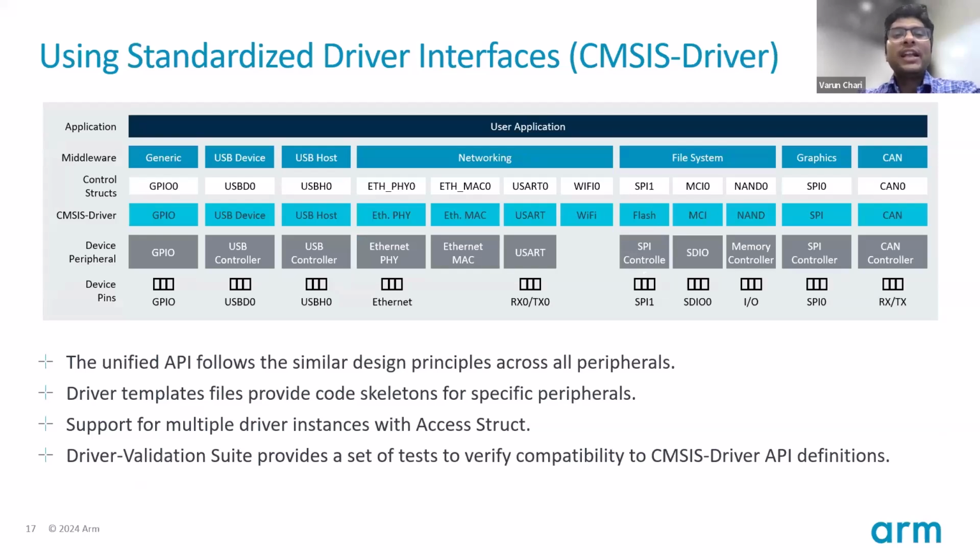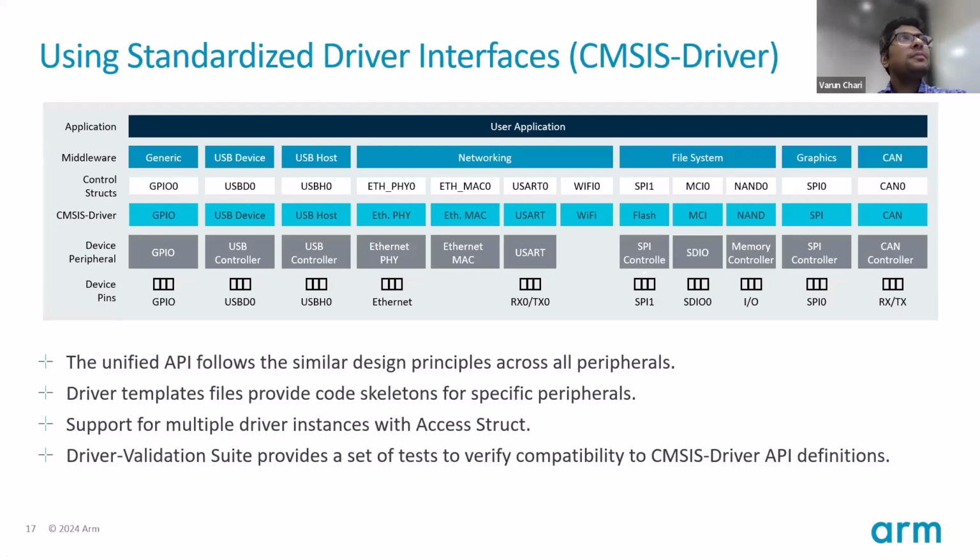So this is a more detailed view of the CMSIS driver interface. You have your user application at a high level, then there are generic middleware components like USB device, USB host, networks, file systems, graphics, and other interfaces. As part of a CMSIS pack or CMSIS component, all these interfaces and control structs are basically standard control structs. So for a GPIO interface, these structs are standardized.